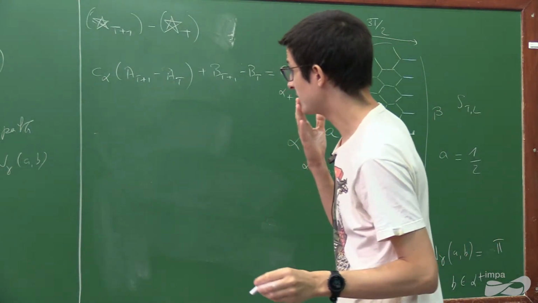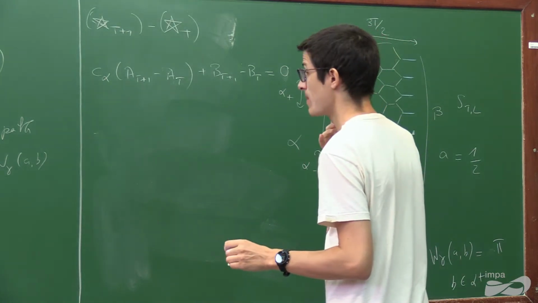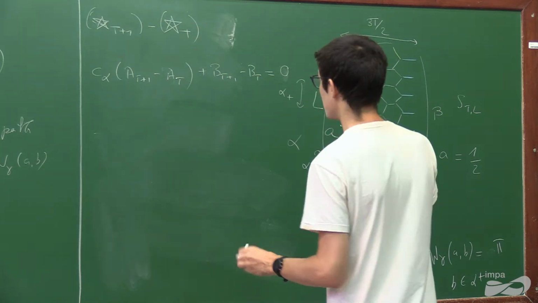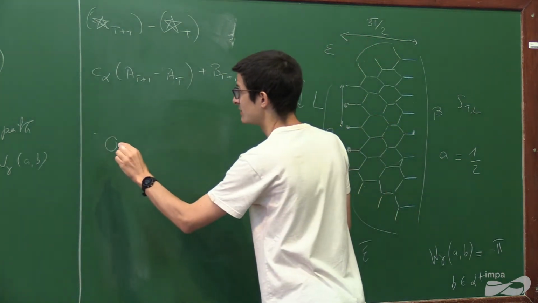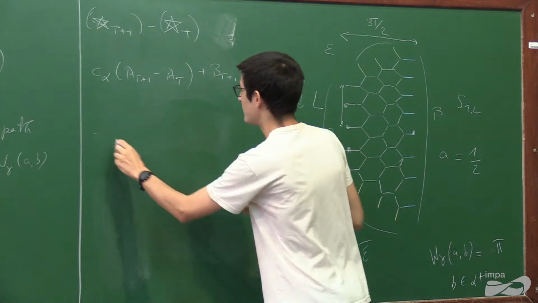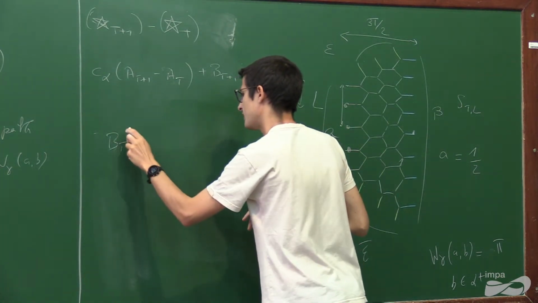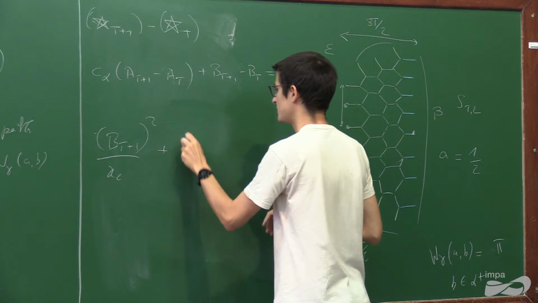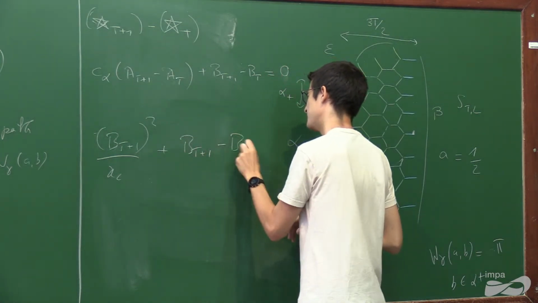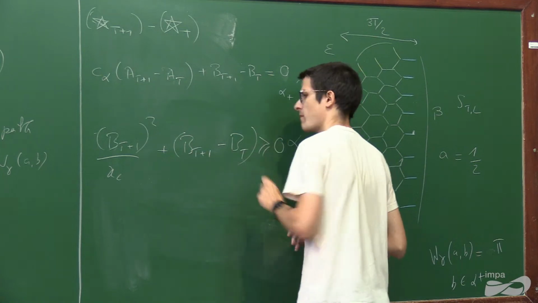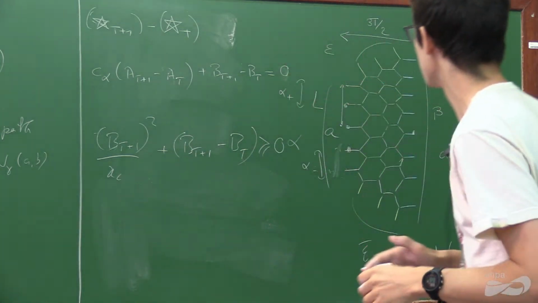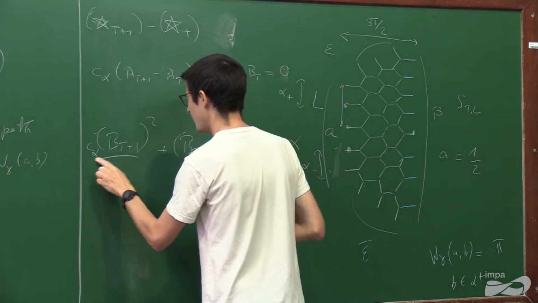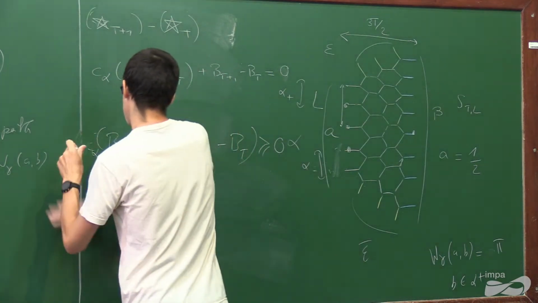So what you get is that B_{T+1} squared over x_c plus B_{T+1} minus B_T is larger than 0. And here you need c_alpha. And 1 over x_c is mu, so let me put mu here.